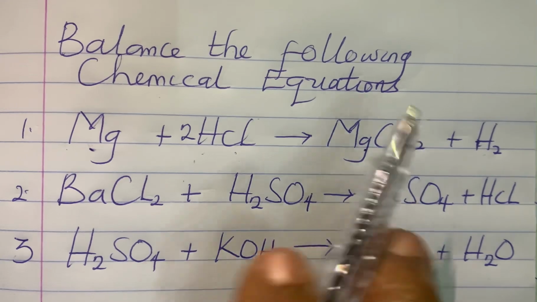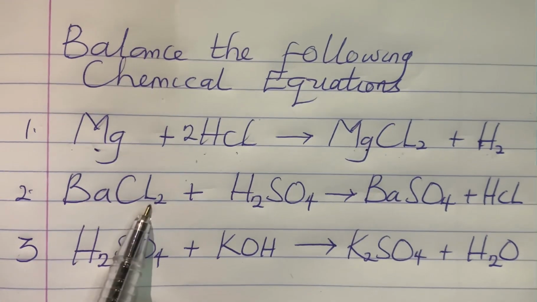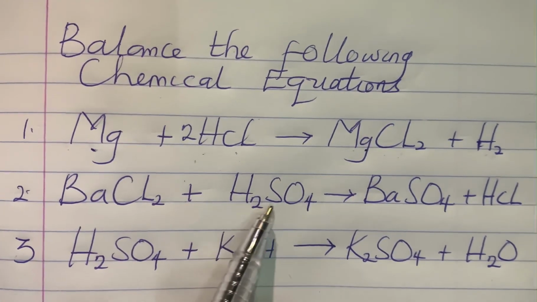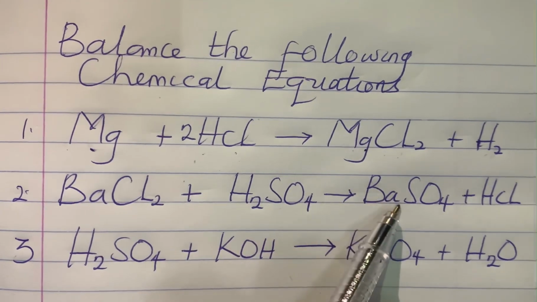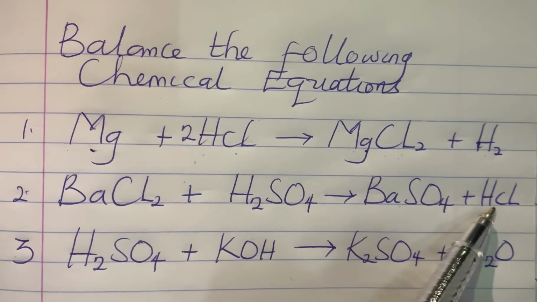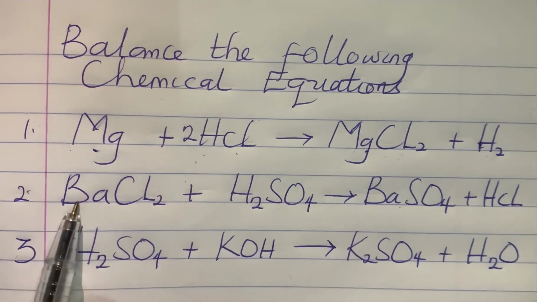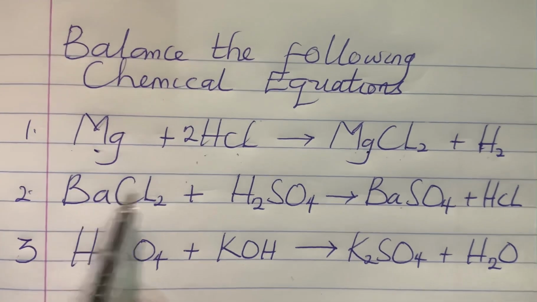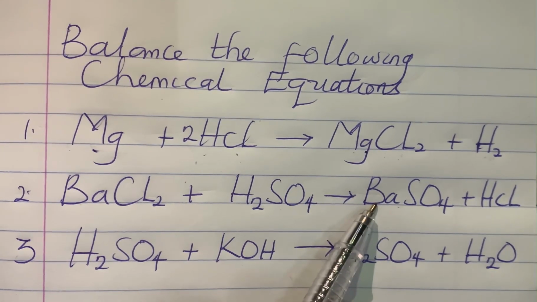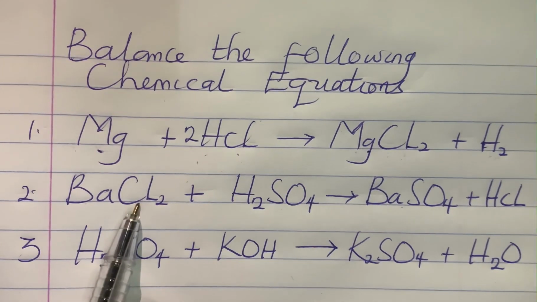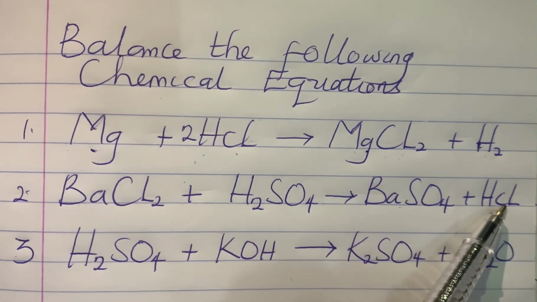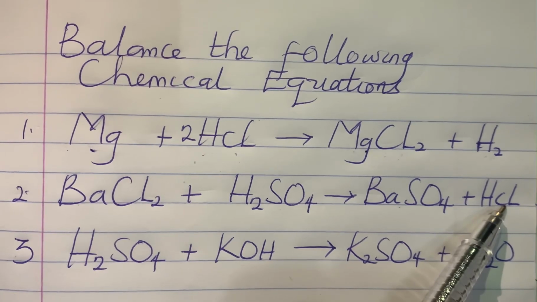My equation is balanced. The number 2, I have barium chloride reacting with tetrasulfite 6 acid to give us barium sulfate and hydrogen chloride. Now, I have just 1 barium at the reactant. I have 1 barium at the product, means my barium is balanced. I have 2 chlorine at the reactant. I have 1 chlorine at the product. It means my chlorine is not balanced.